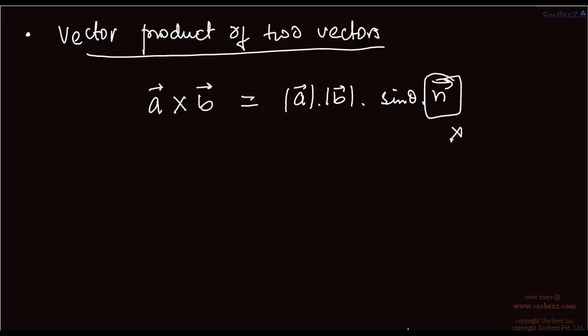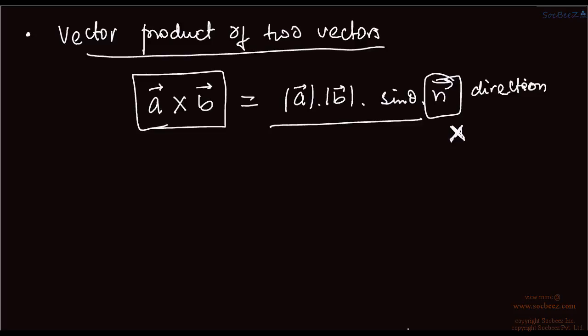That means this is not written, but this defines the direction of this vector, right? Because when vectorly multiplying two vectors, we get another vector, not a constant. But in case of dot product, we get a constant: mod A, mod B, cos theta. That is a constant value. But in this case, you have n vector, that means you have a direction. The product is a vector, and that's why it is called vector product.